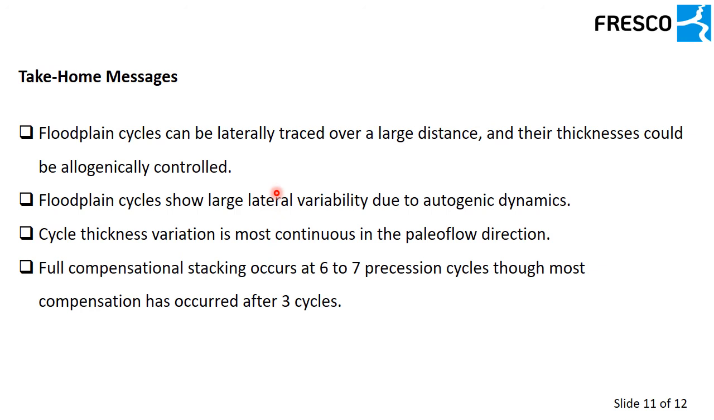Okay, now we have these take-home messages. First, the floodplain cycles can be laterally traced over a large distance, and the thickness could be allogenically controlled. These cycles also show lateral variability due to autogenic dynamics. Cycle thickness variation is most continuous in the paleoflow direction. Full compensational stacking occurs at 6 to 7 precession cycles, although most compensational stacking has occurred after 3 cycles.